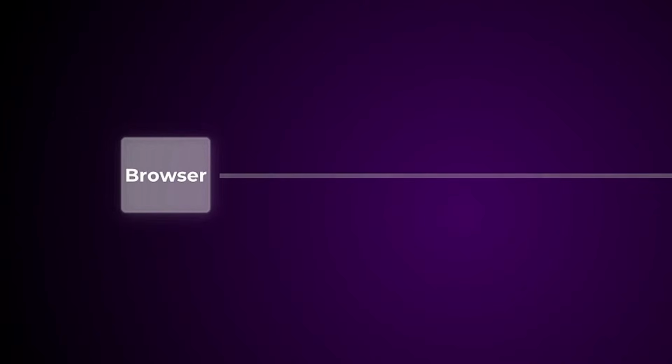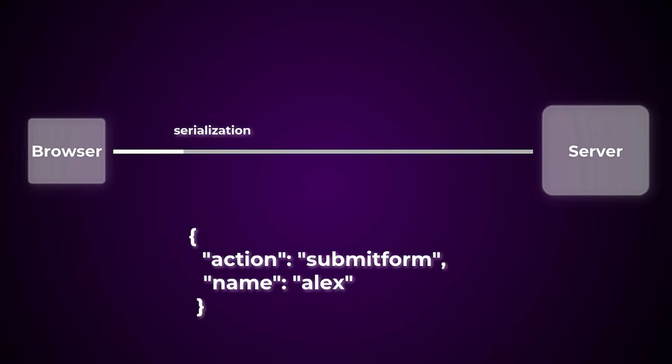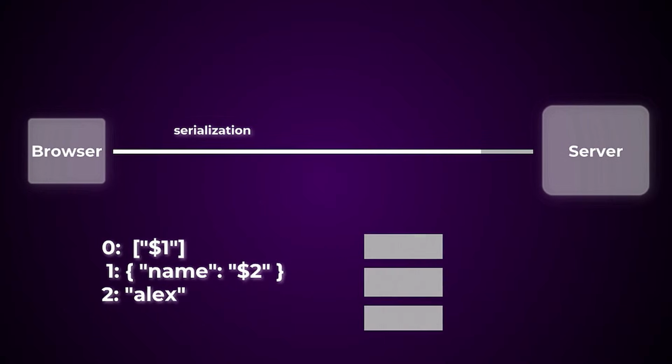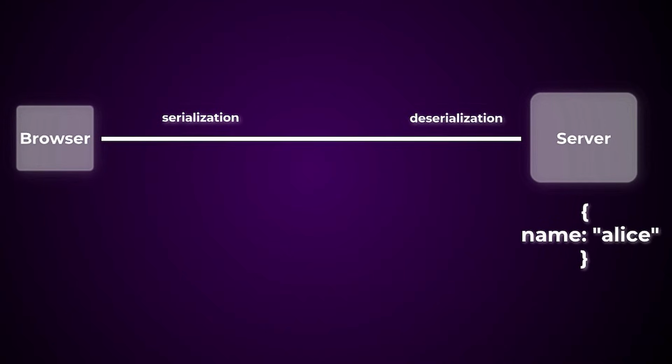The issue starts after the request leaves the browser. When React server components send data to the server, they don't use normal JSON. Instead, React uses the flight protocol, which splits data into multiple chunks and sends it as form data. Once this request reaches the server, React reassembles those chunks back into a JavaScript object. This step is called deserialization.